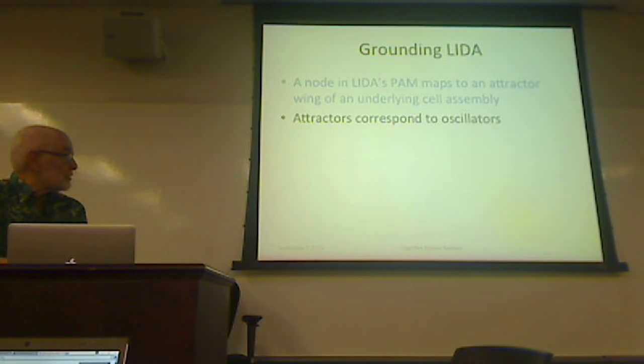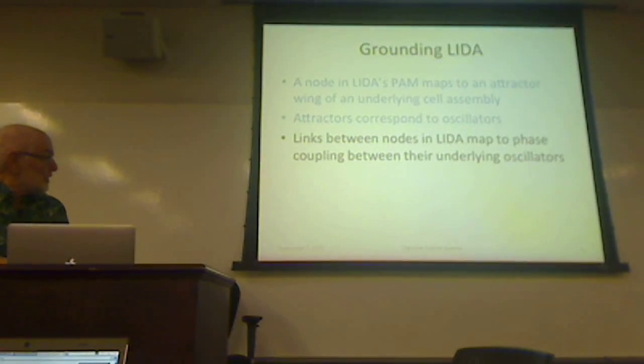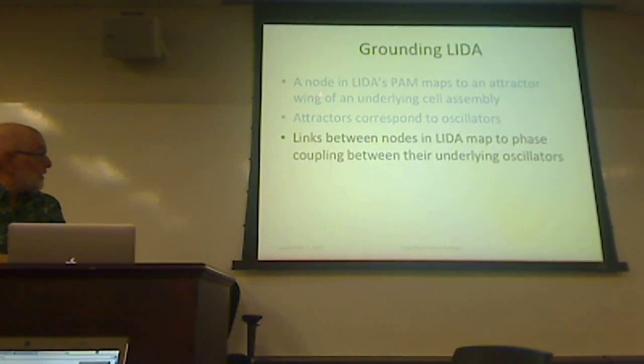The attractors correspond to oscillators. Again, oscillator is not the engineering use of the term. They don't really oscillate in the really technical sense, but that's what they use. So this is where a node goes to. A node goes to an attractor or to an oscillator. Think of it as an oscillator.